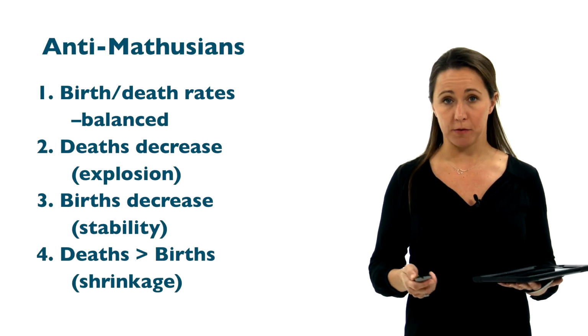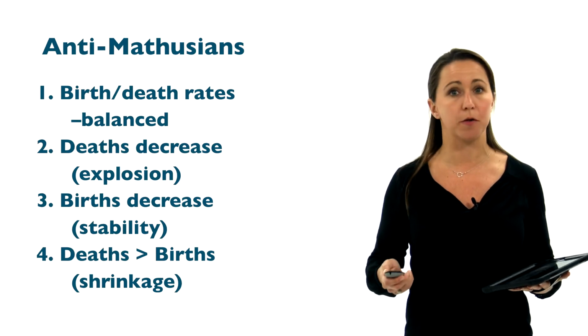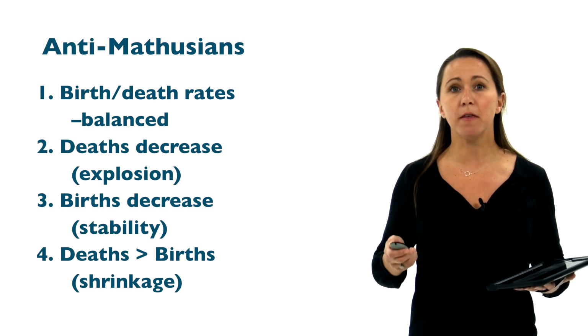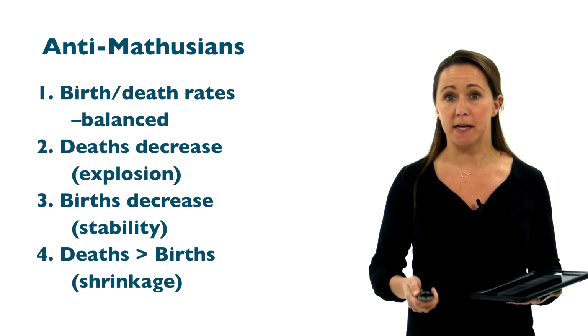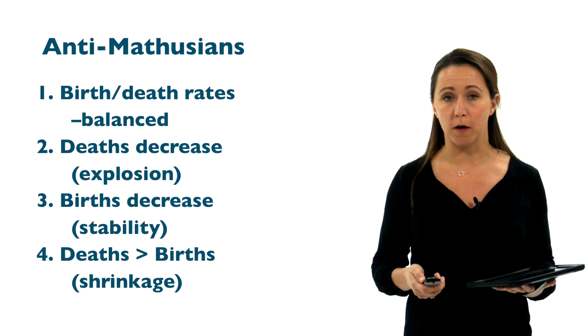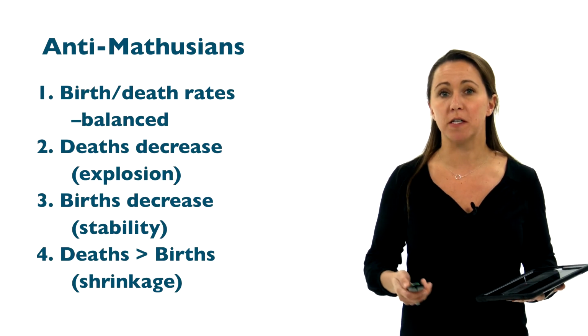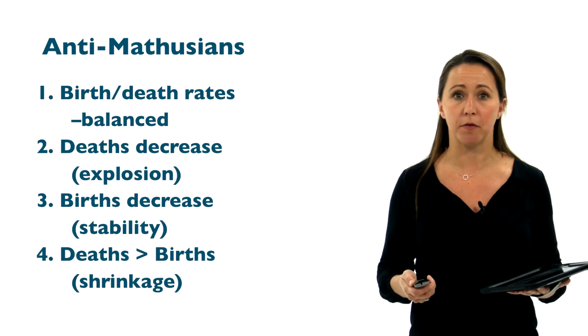The anti-Malthusians, on the other hand, believe that people do not blindly reproduce until there is no room left. Rather, they cite these 4 stages of demographic transition. They say that this took place in Europe as an example, and it will continue to do so throughout the world. So stage 1 is a fairly stable population where there are high birth rates that offset high death rates.